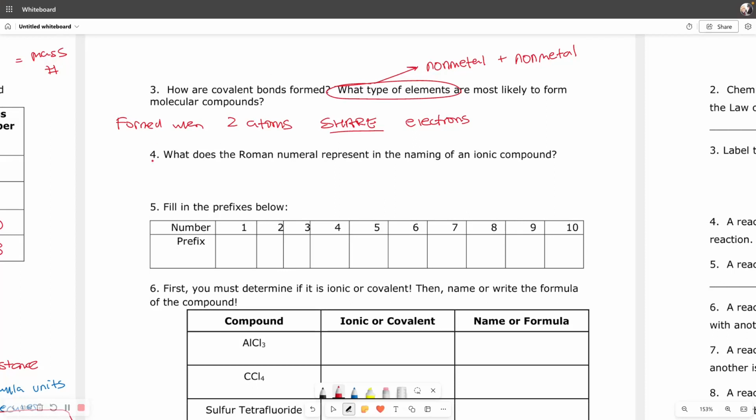All right. Question 4, what does the Roman numeral represent in the naming of an ionic compound, right? Every so often you're given something that looks like this, like iron, and then you're given 3 there, and then you're given oxide, right? What is this Roman numeral? Well, to answer the question, it tells us the charge of the metal, of the transition metal.